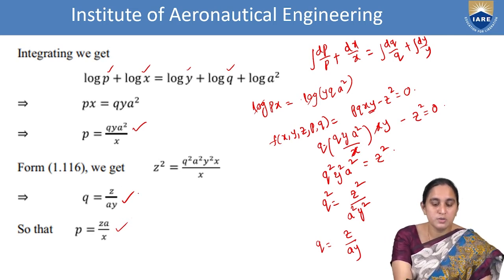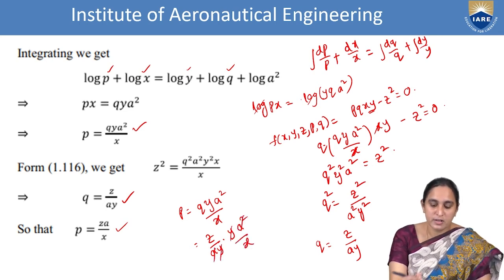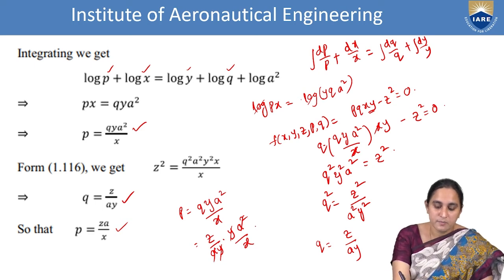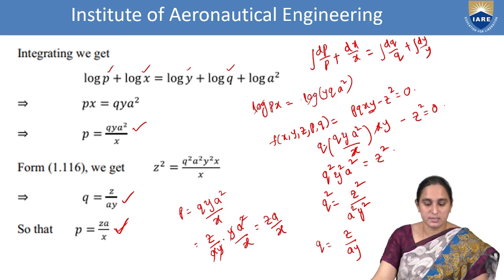How did we get p is equal to za by x? Already we know that q is z by ay. I'm substituting that in p is equal to qy a square by x. What is q? q is equal to z by ay, into y into a square by x. Here y cancels and one a cancels, that is za by x. Therefore p is equal to za by x.